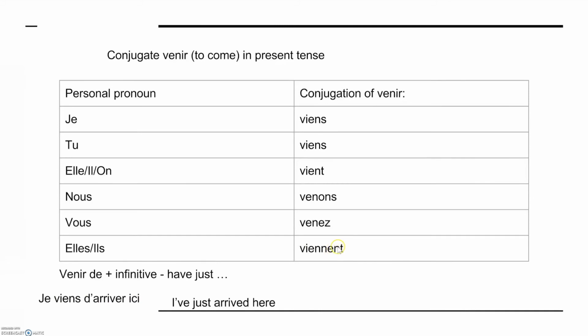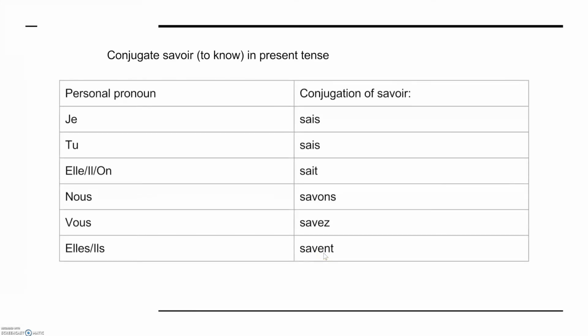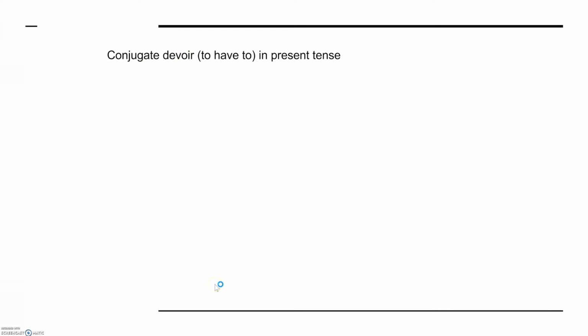Also, another pronunciation point to point out is that you never pronounce the ENT here. You never pronounce it. So you wouldn't say vient. You always say vient. Another crucial irregular verb is savoir, which is to know. So je sais, tu sais, elle sait, nous savons, vous savez, ils savent. If you want to say he knows a lot, he knows is the present tense of savoir in the il form, which is going to be il sait beaucoup.